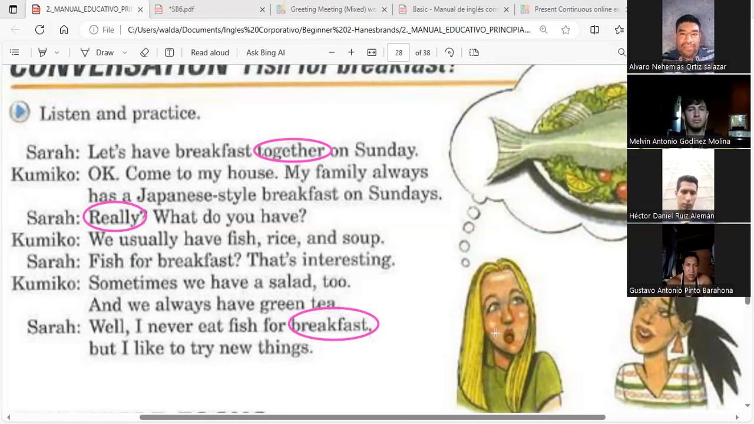Breakfast. Breakfast is what you eat in the morning. Okay? So the first food in the morning is breakfast. The first food. Desayuno. Uh-huh. Exactly. Any other words that you don't understand?